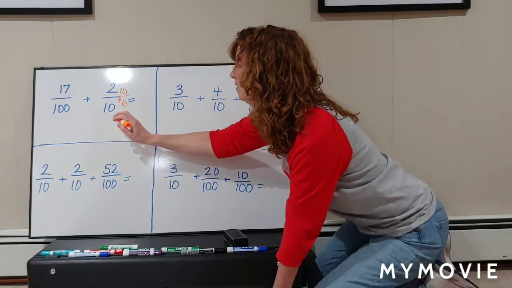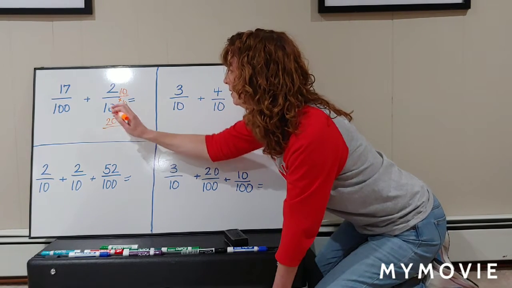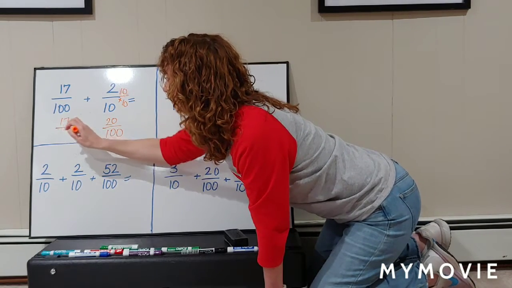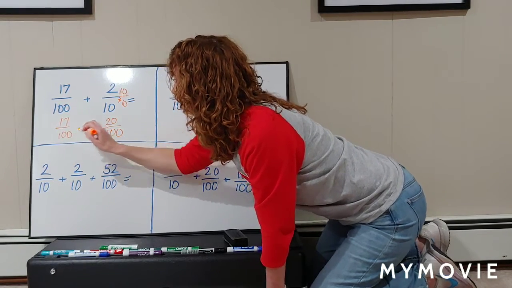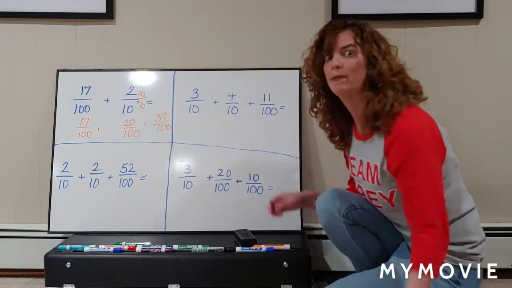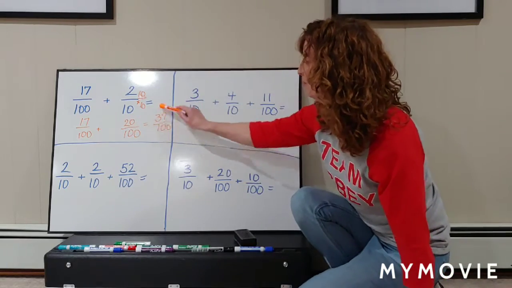Okay, 2 times 10 is 20. 10 times 10 is 100. So now we'd have 17 over 100. All right, sorry about that. Hopefully I'll be able to splice the two films together. So we have 37 hundredths.